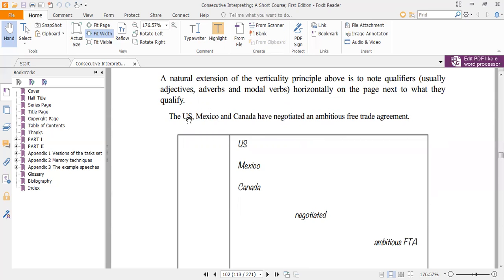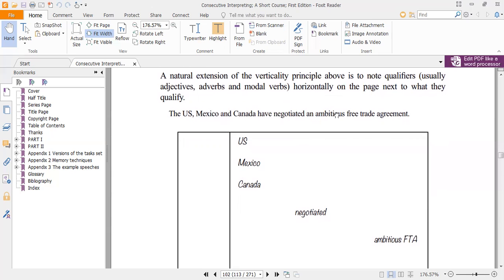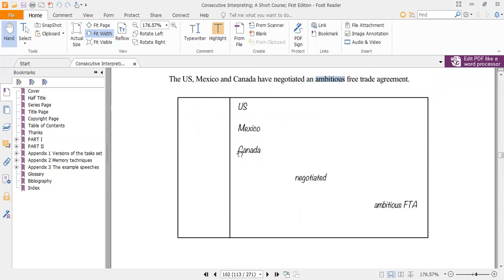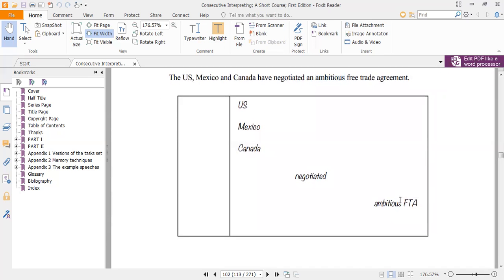As we see, for example, the US, Mexico, and Canada have negotiated an ambitious free trade agreement. Look at ambitious. Ambitious is an adjective. How can we take it as a note? Look at the free trade agreement. It is the object. We take the object on the right of the page, and before it we write ambitious. This is the subject, this is the verb, and this is the object, and beside the object we write ambitious as the adjective.